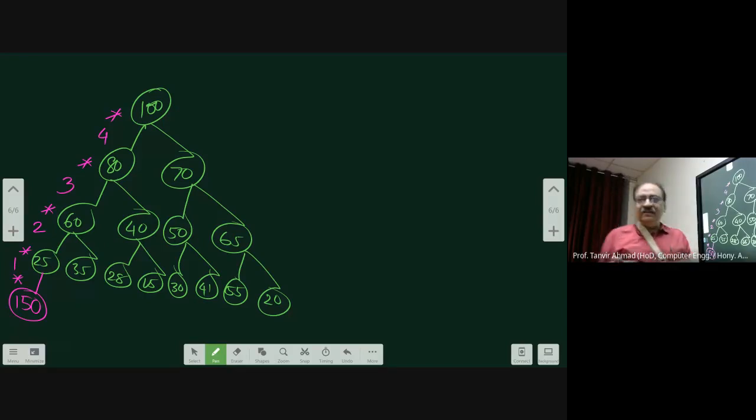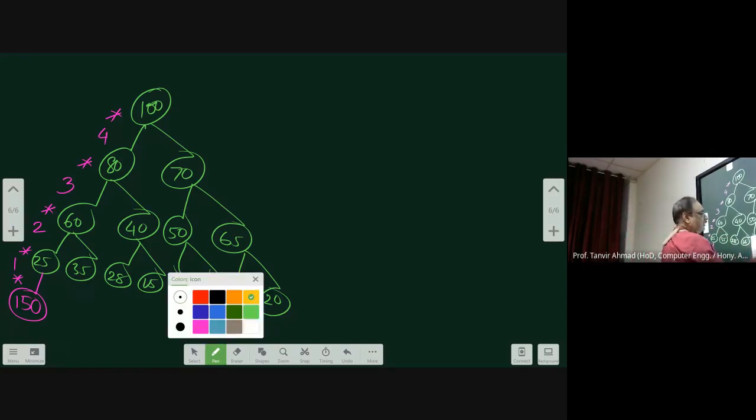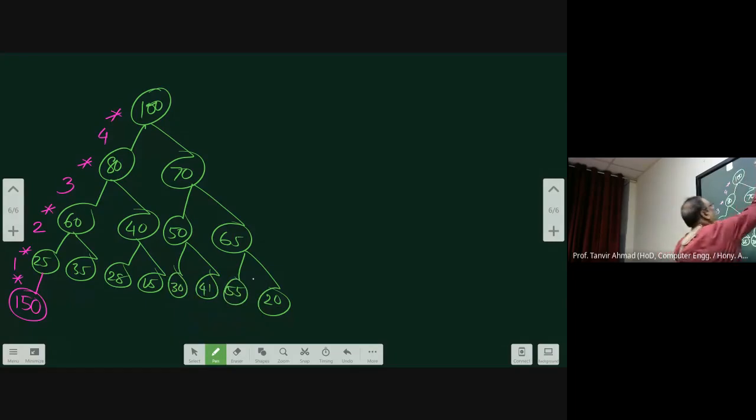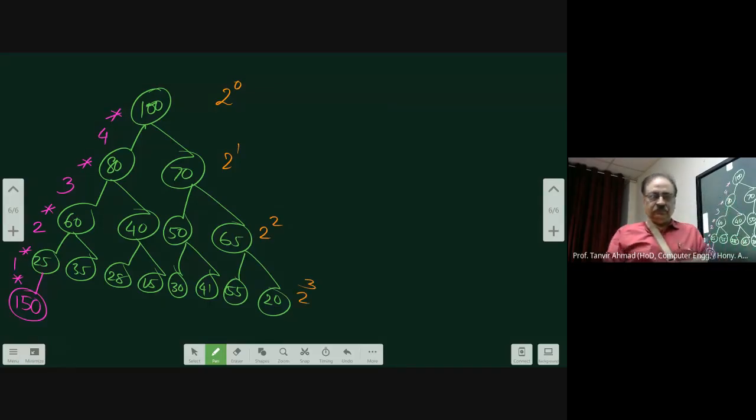Now, that answers the question of one of you. How many nodes were there? Just check it out. It contained 2 to the power 0 nodes, 2 to the power 1, 2 square, and 2 cube. That means the number of nodes were 8 plus 4, 12, 12 plus 2, 14, 15 nodes. Did you require n by 2? No, did not require n by 2.